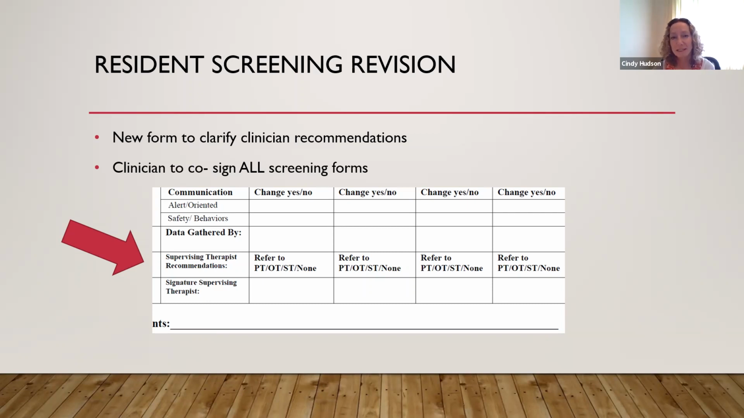So if a physical therapy assistant does the screening and feels that they might or might not benefit from PT or OT or speech evaluation, they talk with their supervising therapist. The supervising therapist is the one to make that referral to whatever discipline is appropriate, and they sign off. Okay. Again, if you have any questions, do not hesitate to shout out.